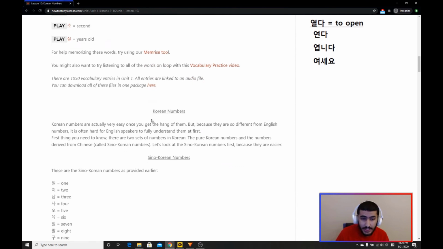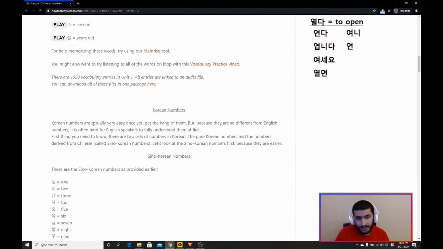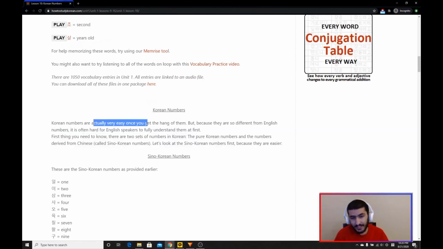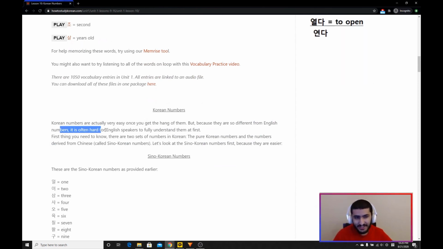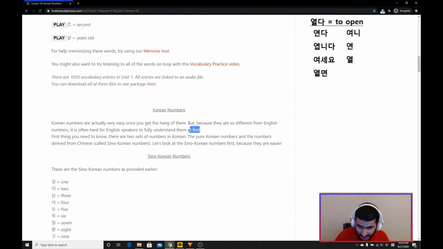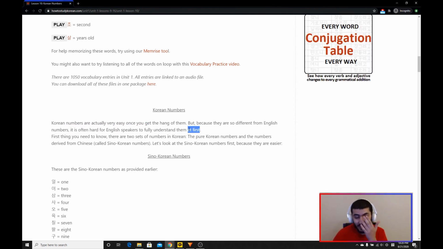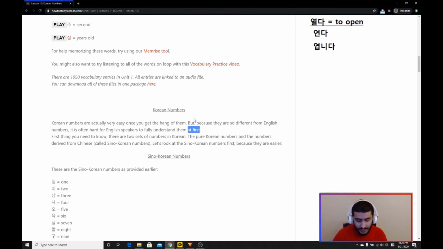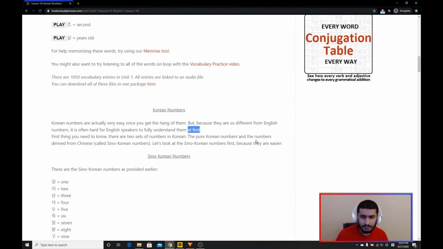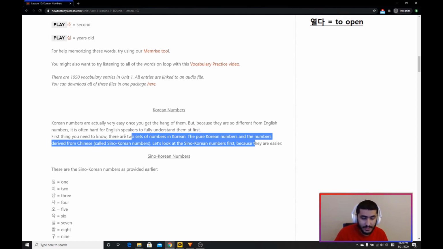But let's get right into it. Korean numbers are actually very easy once you get the hang of them. I disagree. But because they're so different from English numbers, it's often hard for English speakers to fully understand them at first. If you're at first, I agree with you. I understand them actually, I just haven't practiced them. It's not that they're hard, it's that I have not practiced them enough. Just because I do so much math in English and I never have to do math in Korean. I'm an engineer, so I do a lot of math.